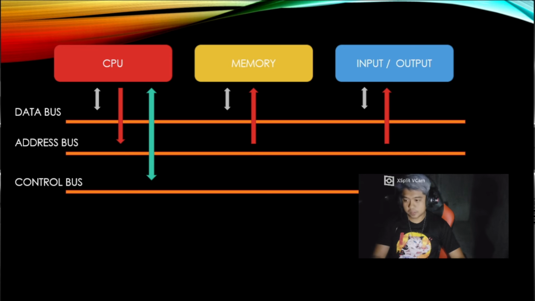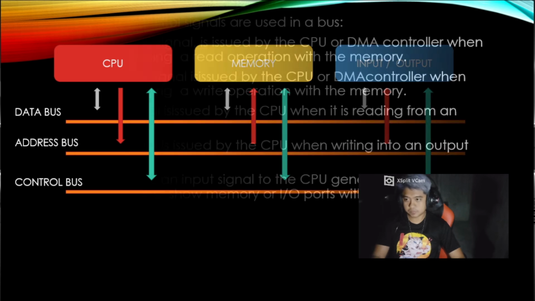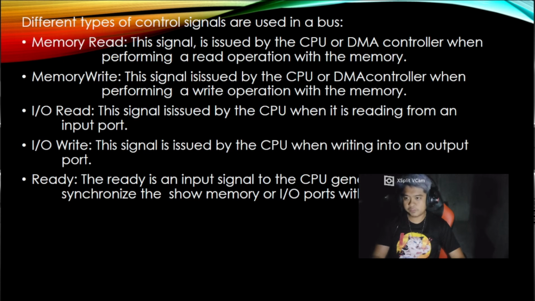And next is the control bus. The word control, it manages the units or parts of the computer. It means that it will control the CPU, the memory, and the input-output unit. We have here the different types of control signals that are used in a bus. Memory read. This signal is issued by the CPU or DMA controller when performing a read operation with the memory.